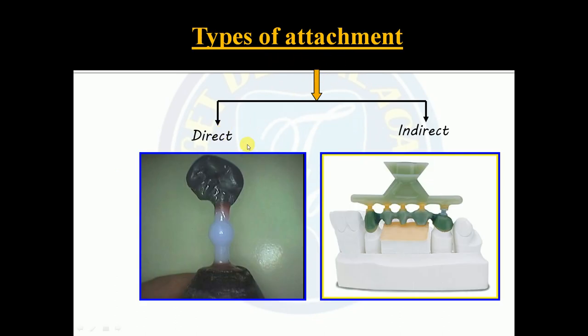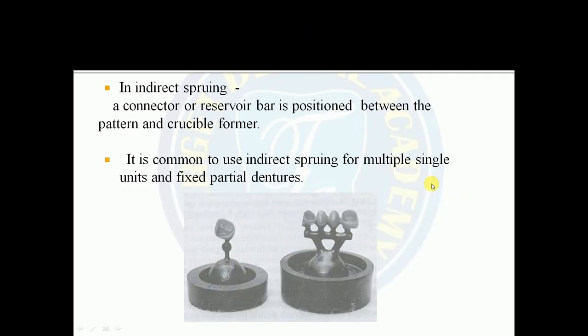Now, types of attachment. It is direct attachment and indirect attachment. It is directly attached to the base and forms a reservoir. Basically, it needs a connector or a reservoir bar to attach. It cannot be attached directly. So in indirect sprueing, a connector or a reservoir bar is positioned between the pattern and the crucible former. Can you see this? A connector, or you can see a bar, is placed between the crucible former and your pattern. It is known as indirect sprueing, and in direct sprueing, it is directly attached from the crucible former to your pattern.